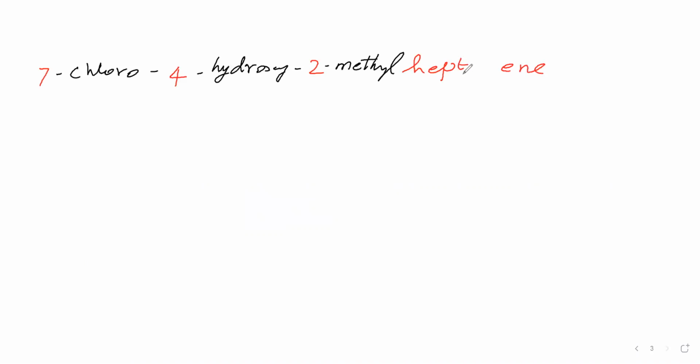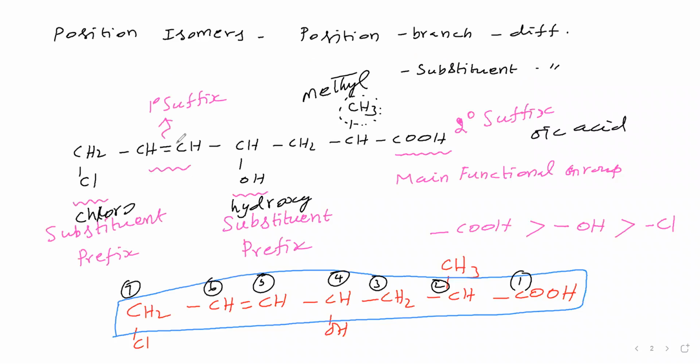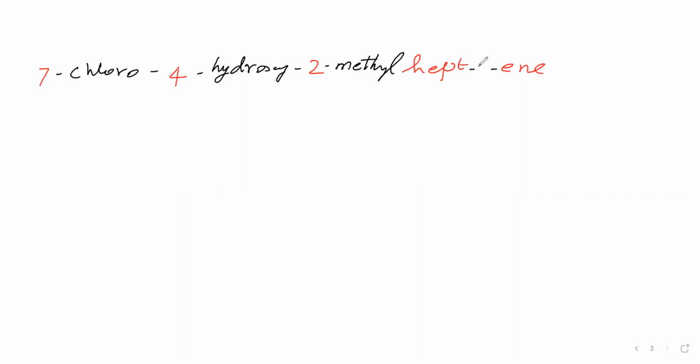Now we have to say the position of this double bond. This double bond is present between carbon number 5 and carbon number 6. Out of these two, whichever is least, that is the position of the double bond we have to say. So out of 5 and 6, which is least? 5. Therefore, the position of the double bond is 5.